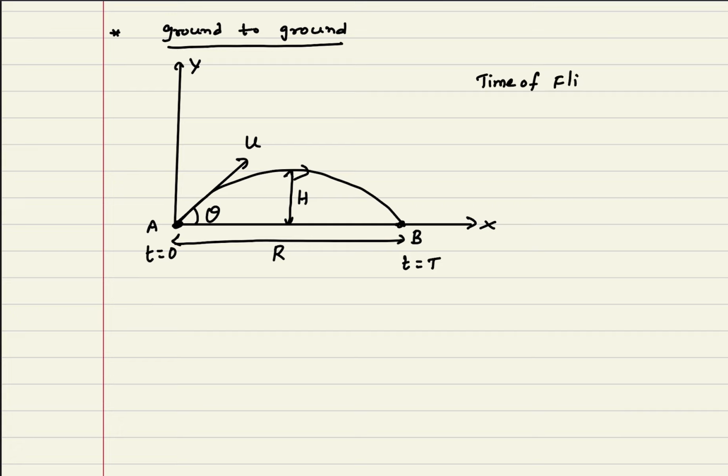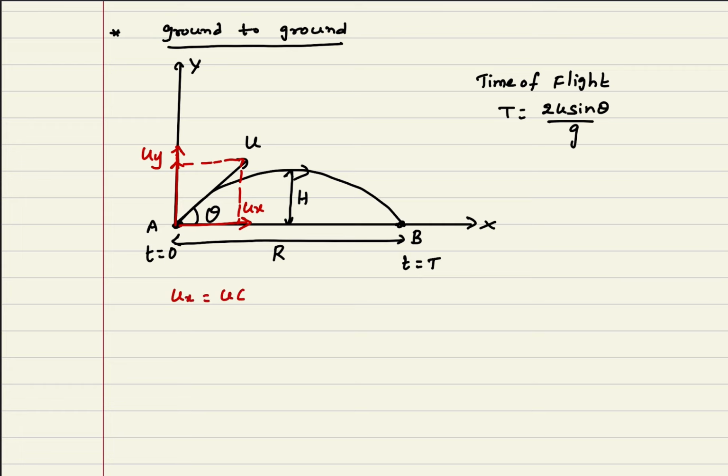Time of flight, we can write T is equal to 2 into u sin theta divided by g. Same thing you can write like this also. The horizontal component I am taking as ux and vertical component I am taking as uy. You can see how these ux and uy are there.